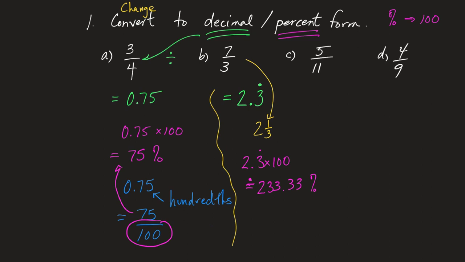I like the purple. You telling me 233.33%. However, you could give me the exact value of 233.3 repeated percent. Just as good.